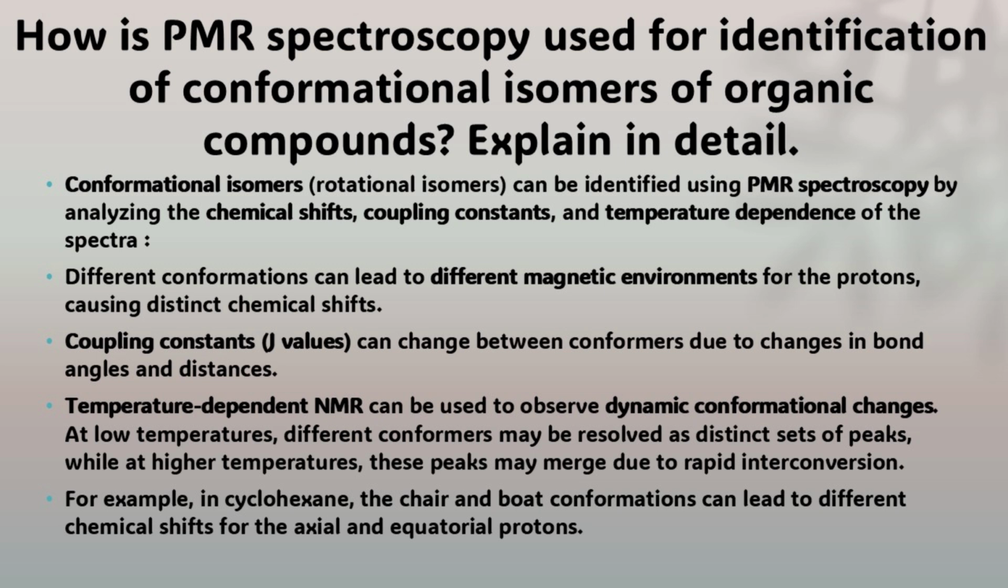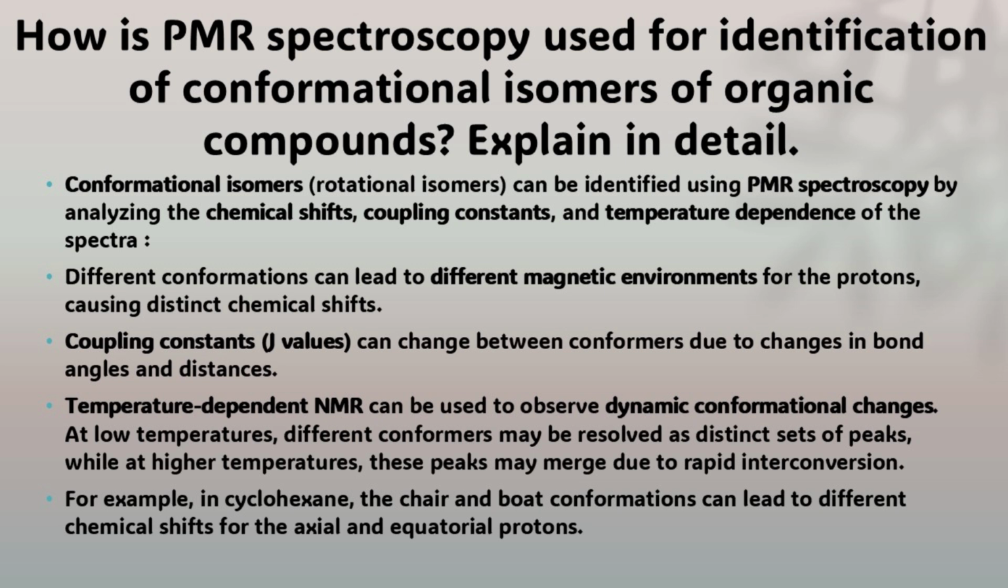Different conformations can lead to different magnetic environments for the protons, causing distinct chemical shifts. Coupling constants, J values, can change between conformers due to changes in bond angles and distances. Temperature-dependent NMR can be used to observe dynamic conformational changes. At low temperatures, different conformers may be resolved as distinct sets of peaks, while at higher temperatures, these peaks may merge due to rapid interconversion.